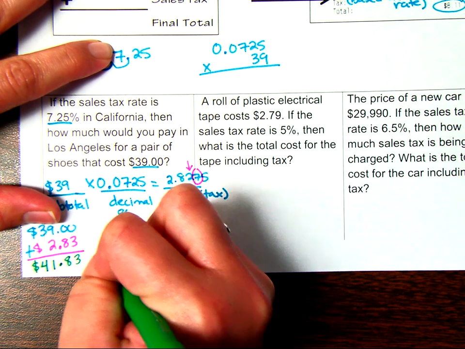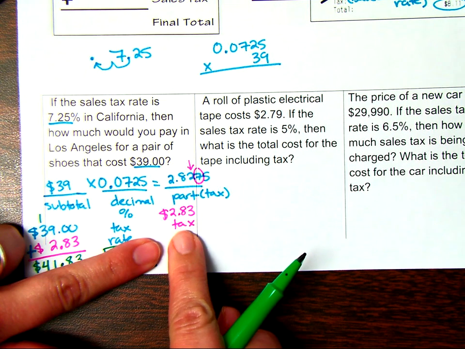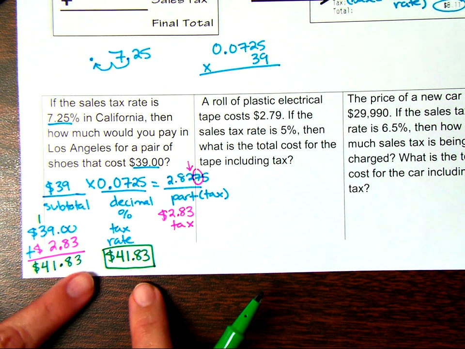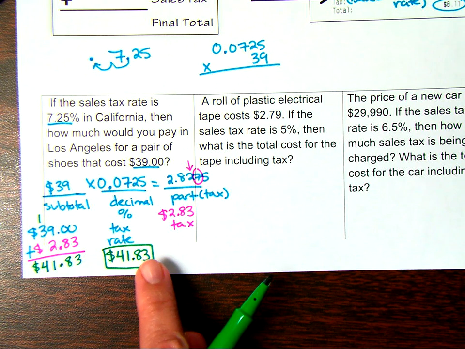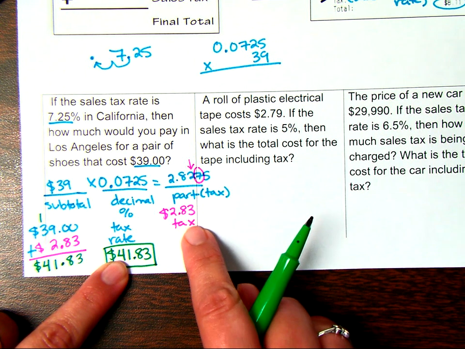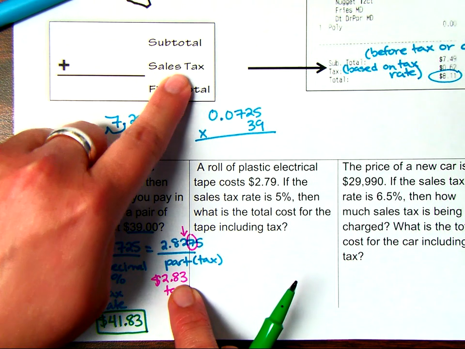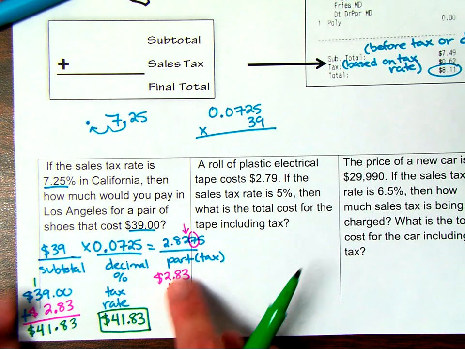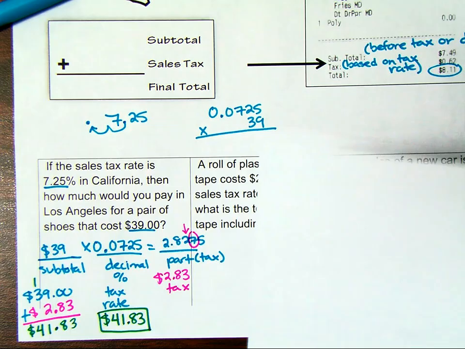Again, be very careful on these, because if this question asked you just for the tax, that would be your answer. If they ask you for your total, that would be the answer. Another way they might trick you is if you accidentally subtracted these numbers. But think about what this represents. Tax is an additional cost. If it was a discount, that's when we would have subtracted. So be very careful. $41.83 would have been my total.